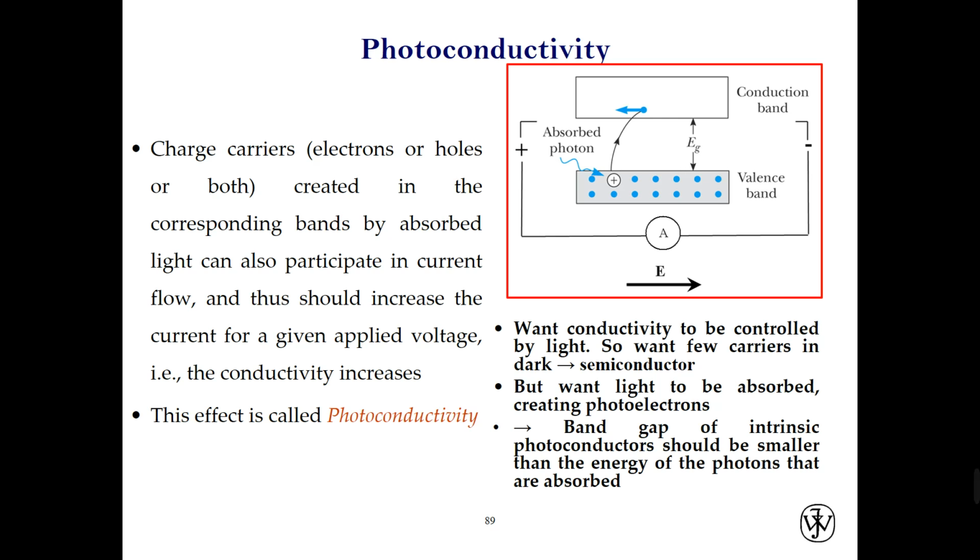Ini adalah melalui proses yang dinamakan photoconductivity. Kemudian that electrical energy was stored in energy storage batteries or supercapacitor, then being applied, being used by consumers. So we want conductivity to be controlled by light. So few carriers in the dark, this is semiconductor, but when light is absorbed, creating photoelectrons. Band gap of intrinsic photoconductors should be smaller than the energy of the photons that are absorbed.